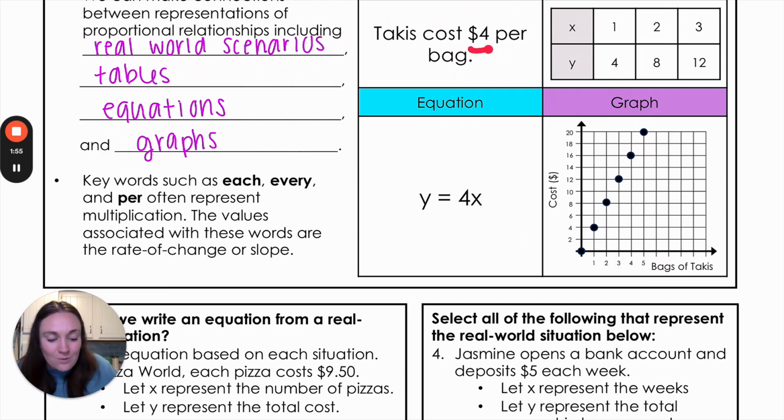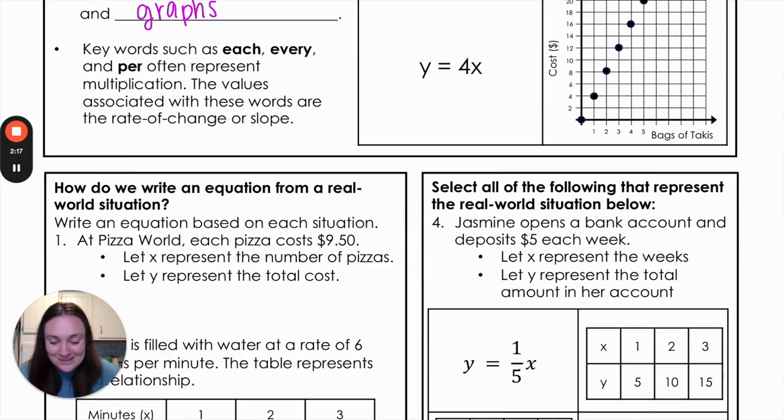You can see that that $4 per bag means that my slope is 4, which again is up 4 over 1, up 4 over 1. Same thing here, change in y over change in x is that 4 over 1. So all those things we've been talking about this whole unit are coming together in this lesson. The first thing we're going to do is practice those new real-life scenarios.